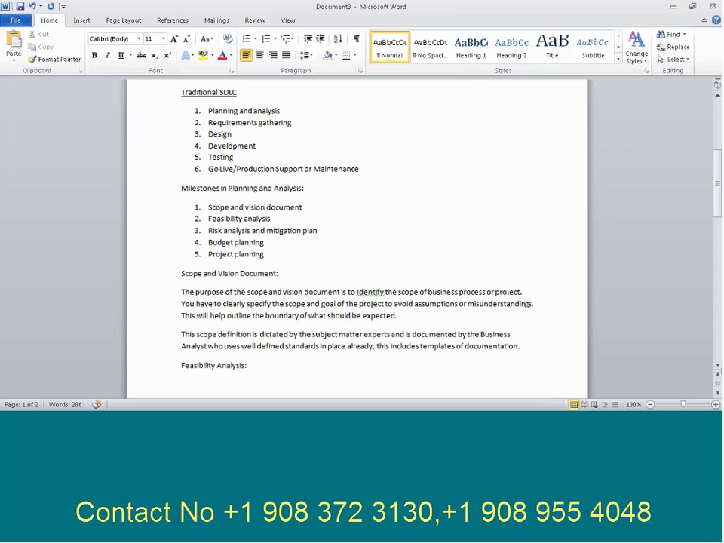All right. Now, moving to the feasibility analysis. What is feasibility analysis? Who performs the feasibility analysis? And what are the different aspects of feasibility analysis? These are some things which you need to know.